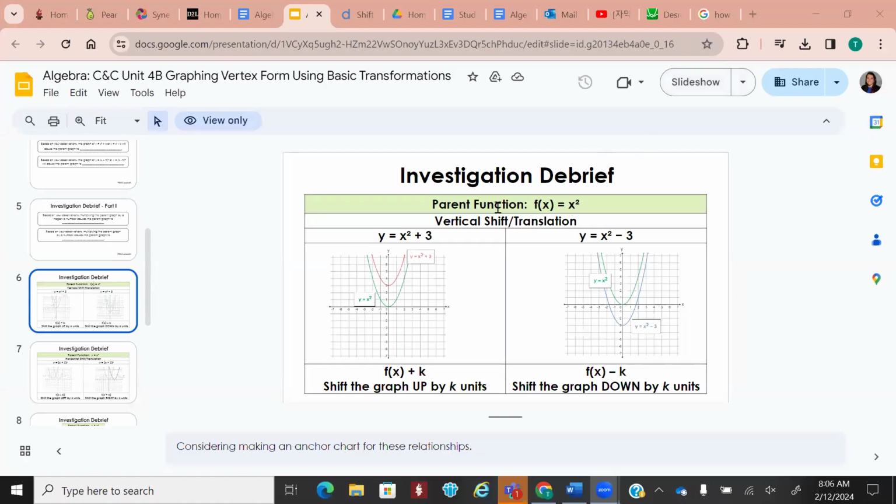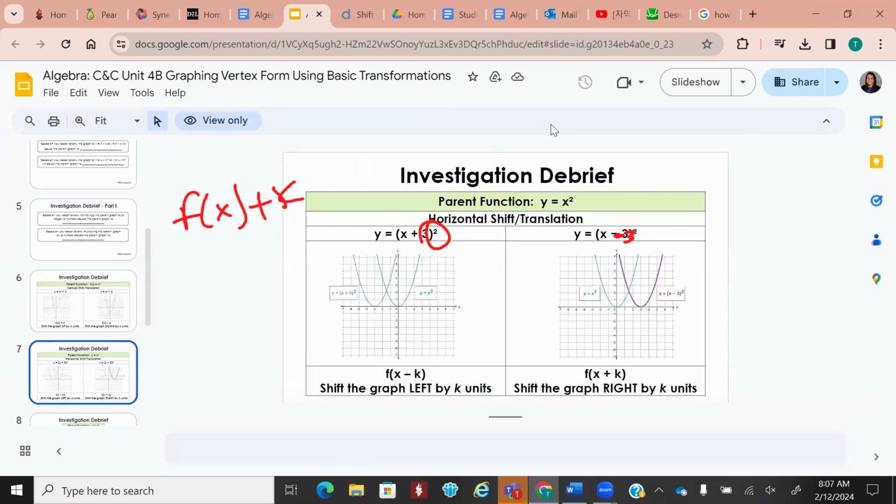It says, here's the parent function, and we got y equals x squared plus 3. Okay, we're going to shift the graph up by k units. What I need you to get comfortable with is this function notation. So we're saying f of x plus k. Okay, k represents that 3. Now if we say minus 3, that's going to be down. Good. I think that one was pretty easy.